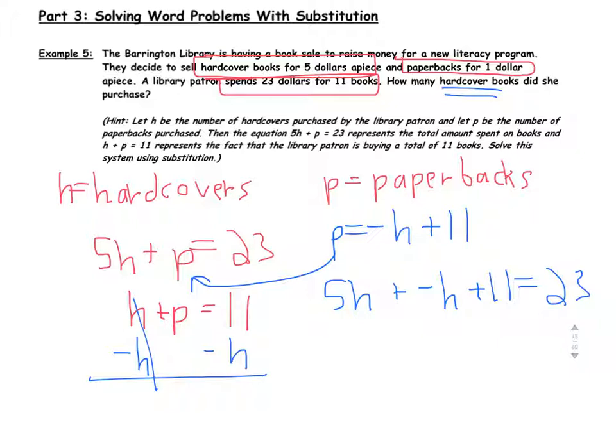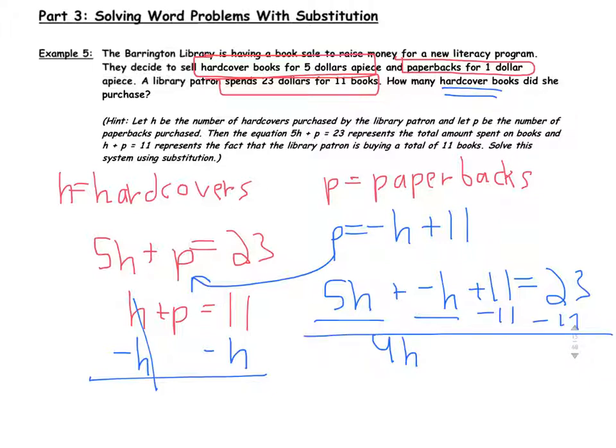The reason I solved for P and substituted that in is because now I have an equation with just H in it, which is what I want. I want to know how many hardcover books were bought. So now let's do some addition. 5H minus H are like terms, which gives me 4H.